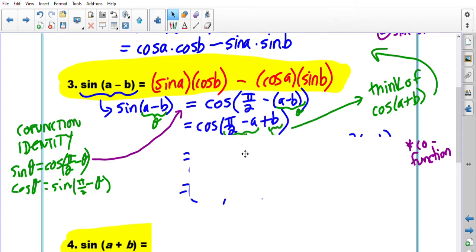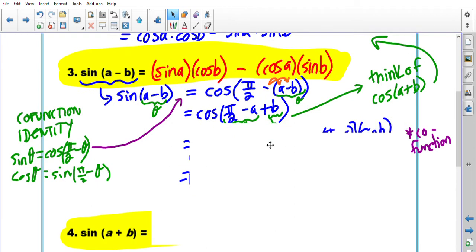If I were to expand that a little bit, if I were to distribute in the negative, it would be negative A and then negative times negative B. I would get cos(π/2 − A + B).